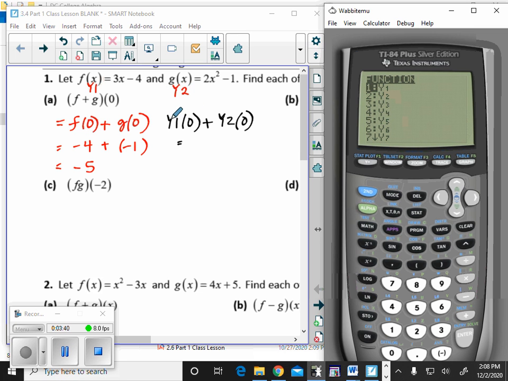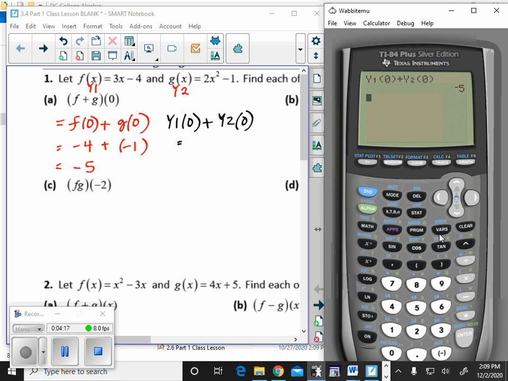So we're going to grab y1 first and use our parentheses. That's just like f of x. That's y1 of 0 plus. Now let's go get y2. We go back to the same place, the variables button. It's a y variable. It's a function. But this time we want to go down to 2 and press enter, or you could have just pressed 2. Use your parentheses, y2 of 0. And we should get negative 5.